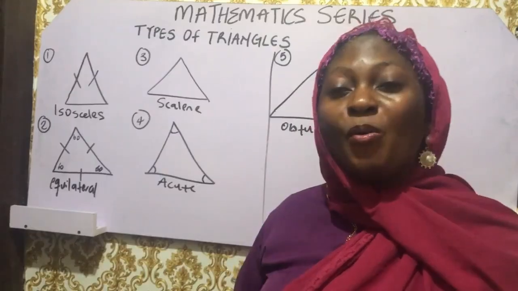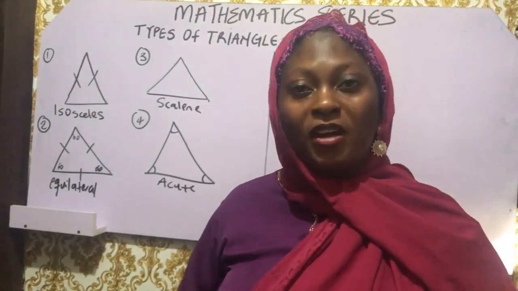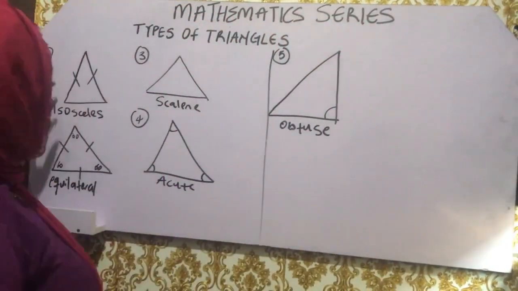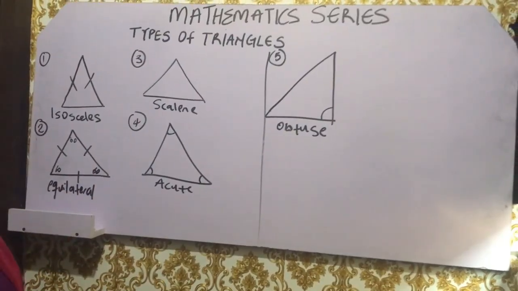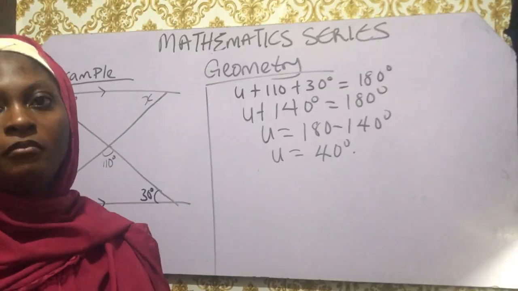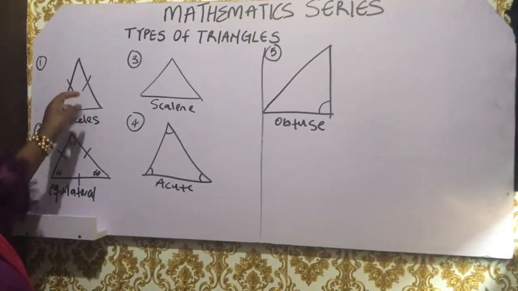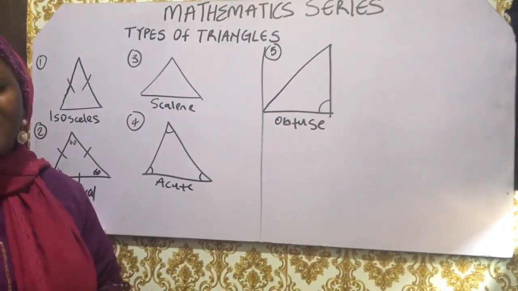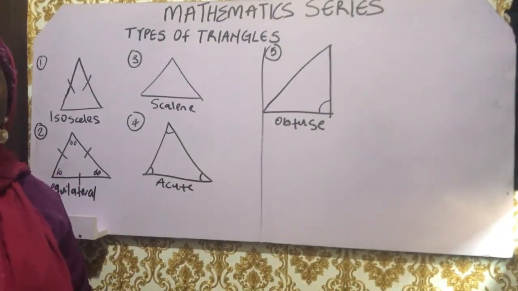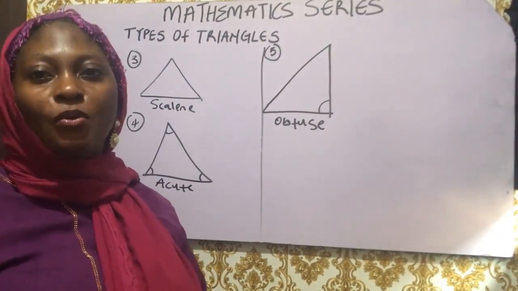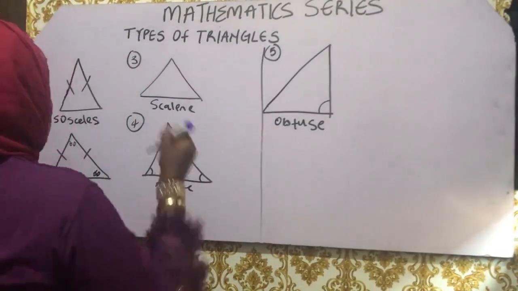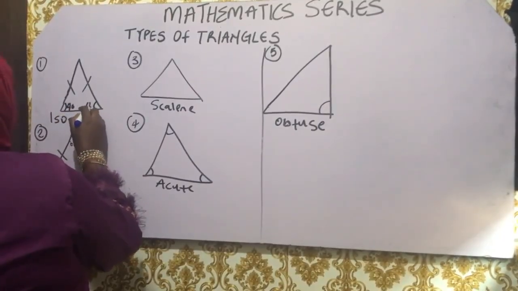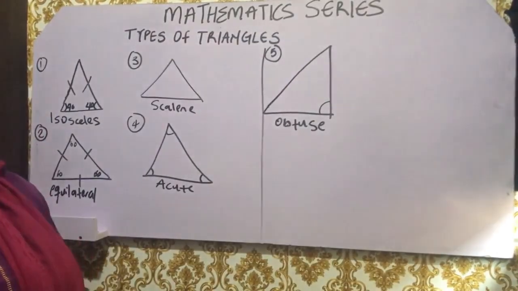In today's class, we are going to be looking at the different types of triangle we have, and we are going to be taking an example. On the board here, we have different diagrams of triangle. Now, in the first triangle, we can see we have two marks here. This triangle is called an isosceles triangle. An isosceles triangle is a triangle that has two sides and two angles equal. For instance, if this side is 40 degrees, this side will also be 40 degrees. So it means this is an isosceles triangle.